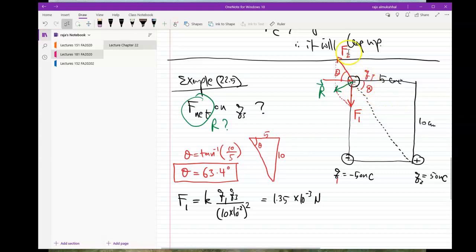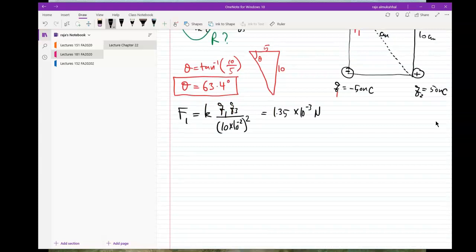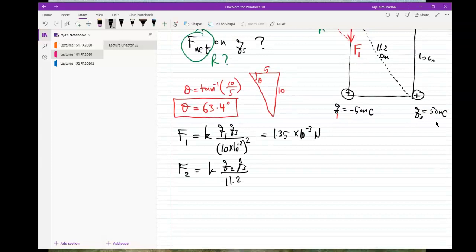Now, I'm going to resolve the vector in a second, but let me find F2. Well, F2 is basically what? It's going to be Coulomb's law, K Q3 times Q2 over the distance between them. Of course, I can use the Pythagorean theorem to find the distance, and it turned out to be 11.2 here. So that's 11.2 centimeters. Is that okay? So I have F2 is equal to K Q2 Q3 over the distance between them, which is 11.2 times 10 to the negative 2 quantity squared. And then we calculate that, and when I calculate it, I'm going to end up with 1.08 times 10 to the negative 3 Newton.